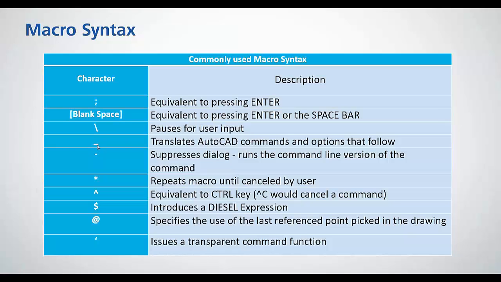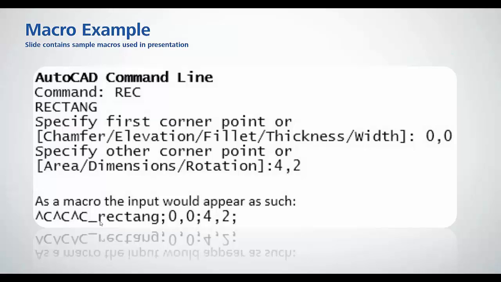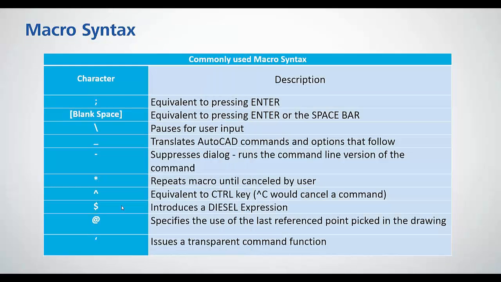The underscore that we see in front of the rectangle command here allows the macro to work on foreign language installations of AutoCAD. So, for example, if you have an office in Germany, let's say, they use a German AutoCAD. AutoCAD understands the commands, though. It will translate, say, the rectangle command for the German version of that if you put the underscore.